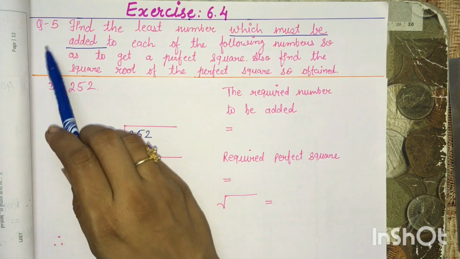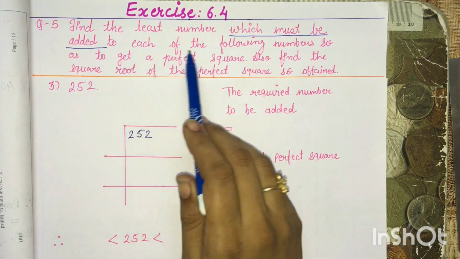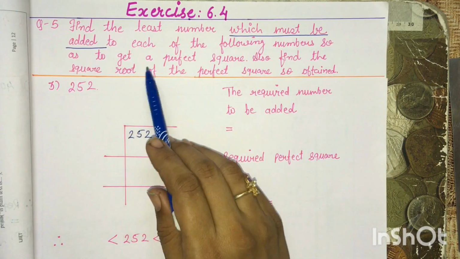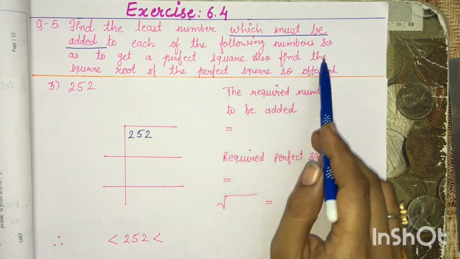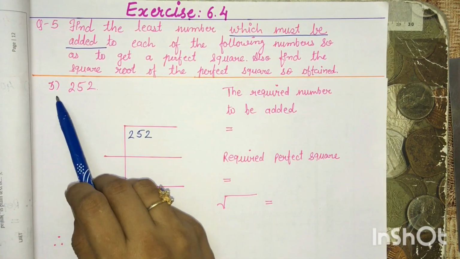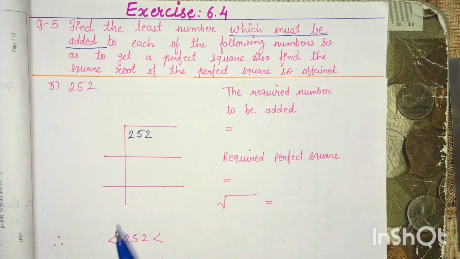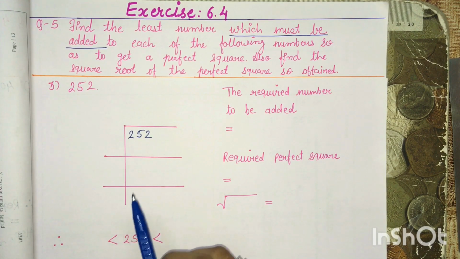Next question, question 5. Find the least number which must be added to each of the following numbers so as to get a perfect square. Also find the square root of the perfect square so obtained. Here the number we have is 252. So as I said, we have to find the number to be added to the given number. So we will use the method of division.